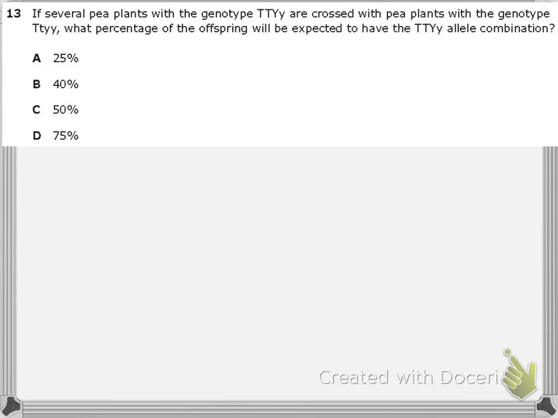Let's do what awesome people do. Let's highlight some stuff. Here we go. We focus on a few key points, and this one will be a piece of cake. First thing we highlighted, big T, big Y, little y. This is one of the, quote, parent ones. We're crossing that one with the one on the far left, big T, little y, little y. Overall, we're trying to find what percentage of the offspring will have big T, big Y, little y. This is not going to be very hard.